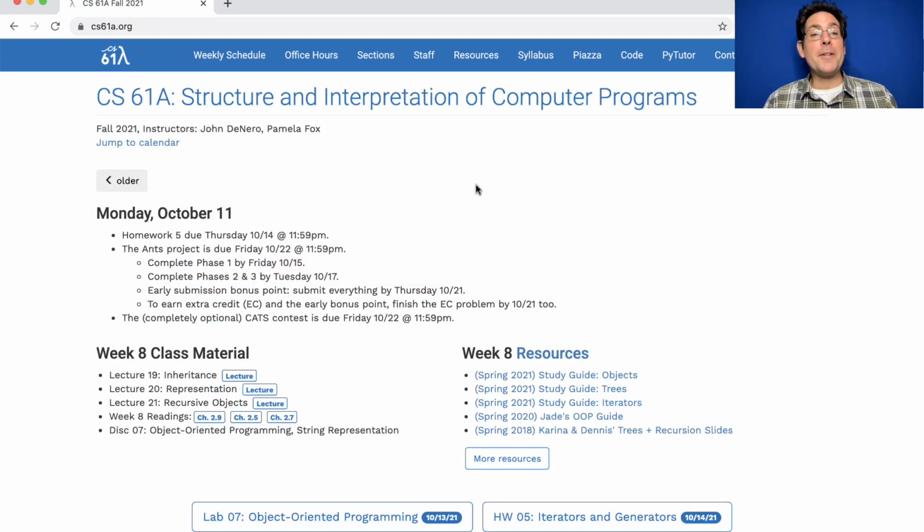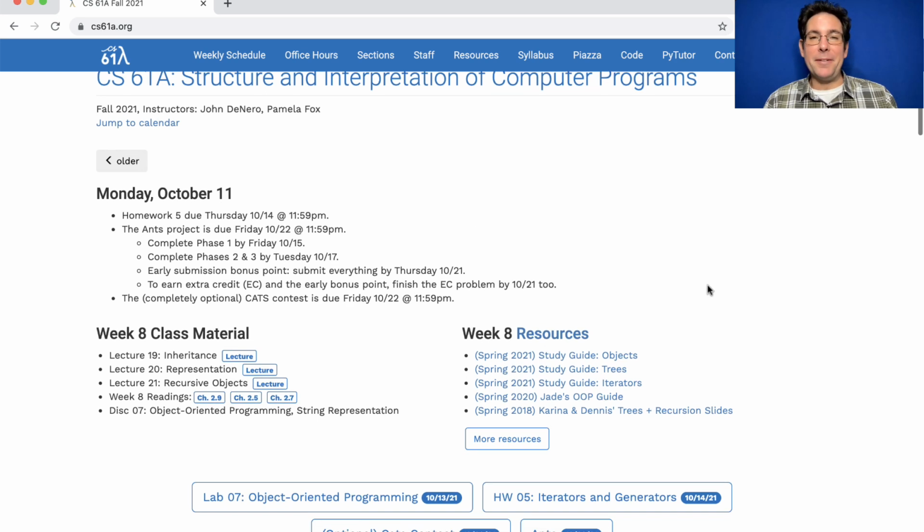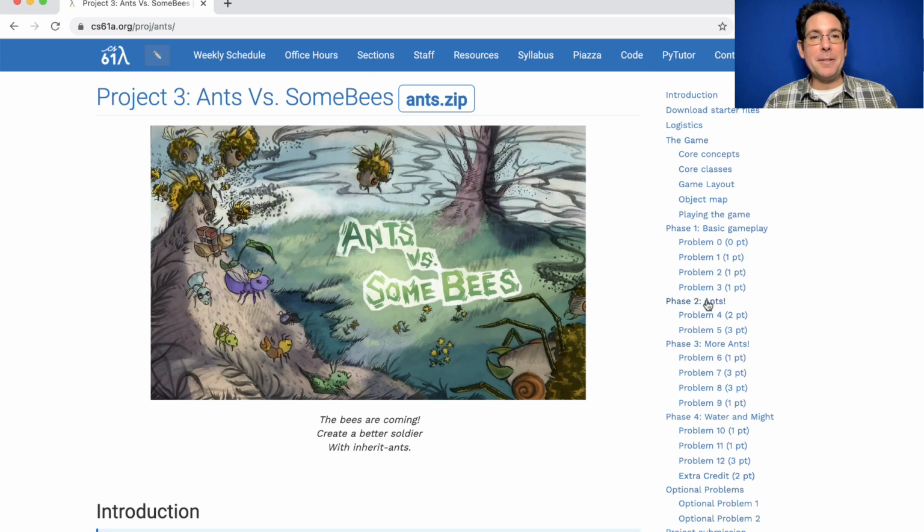The third project in the course, the ANTS project, is due next Friday. And what is this project? Well, you get to build a game. One of my favorite games is called Plants vs. Zombies. And you don't get to build that. Instead, you're building Ants versus some bees, which has basically the same game mechanic.